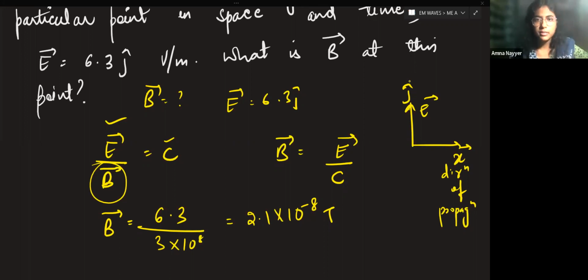Just type it. If your direction of propagation is along the x-axis and your electric field is along the y-axis, then along which unit vector will your magnetic field exist? Memona?